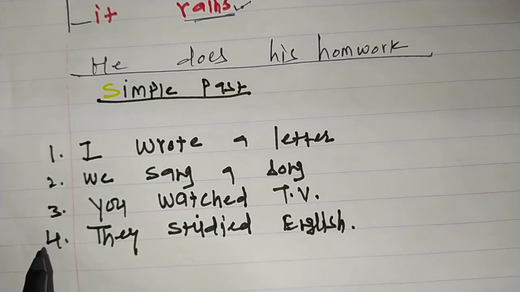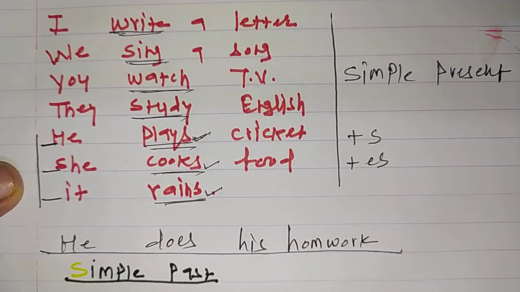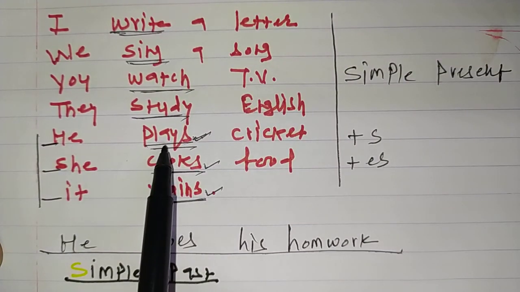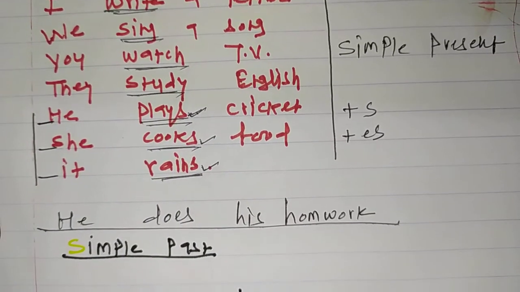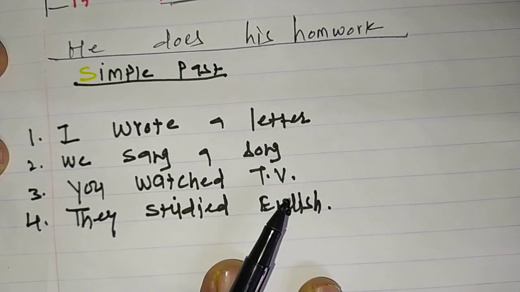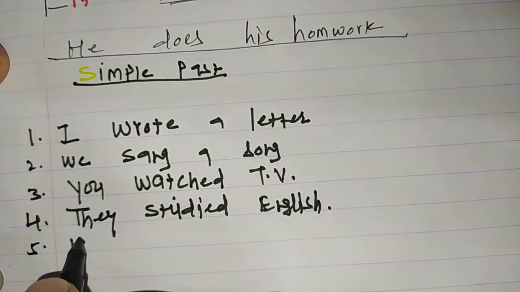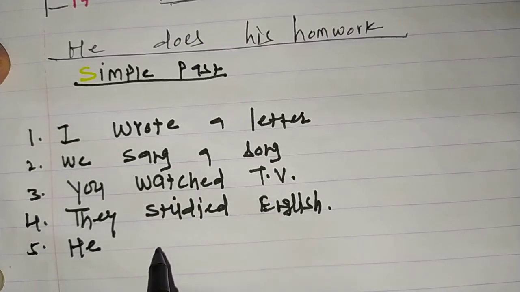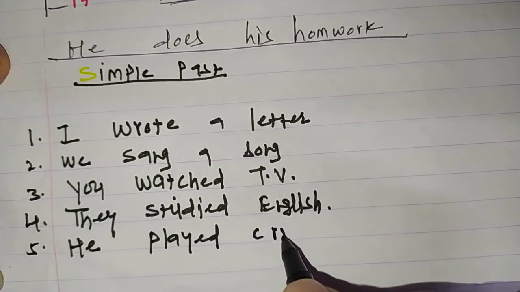Okay, now fifth, he plays cricket. See, here we discussed the rule. If the sentence is in simple present, the verb takes s or es. But when we turn the same sentence into simple past, we just write second form of the verb. He played cricket.